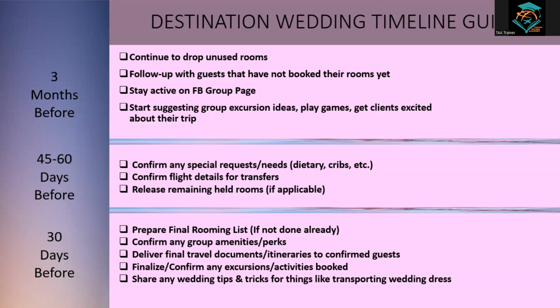And then 30 days before, you're going to prepare that final rooming list. If you haven't done this already, hopefully you have. Confirm any group amenities and perks that they've earned. Deliver the final travel documents and itineraries to all of your confirmed guests. Confirm any excursions or activities that you've booked. And then you're going to share any wedding tips and tricks, for things like transporting the wedding dress and so forth, with your couple.